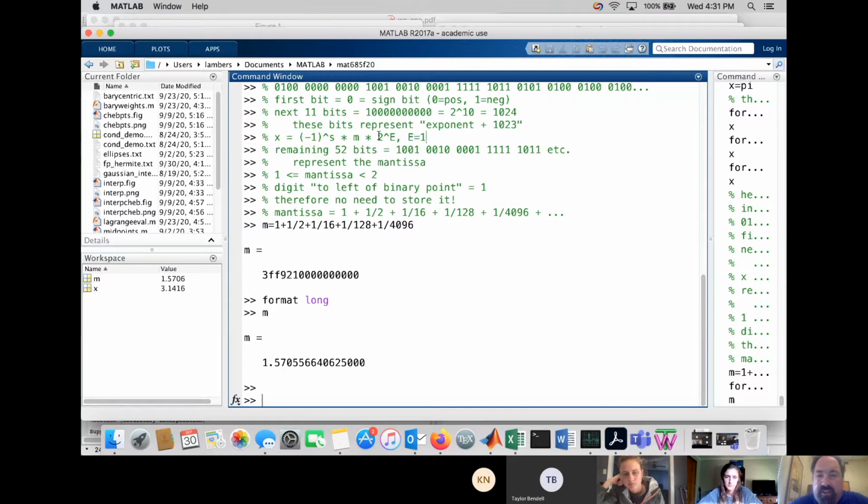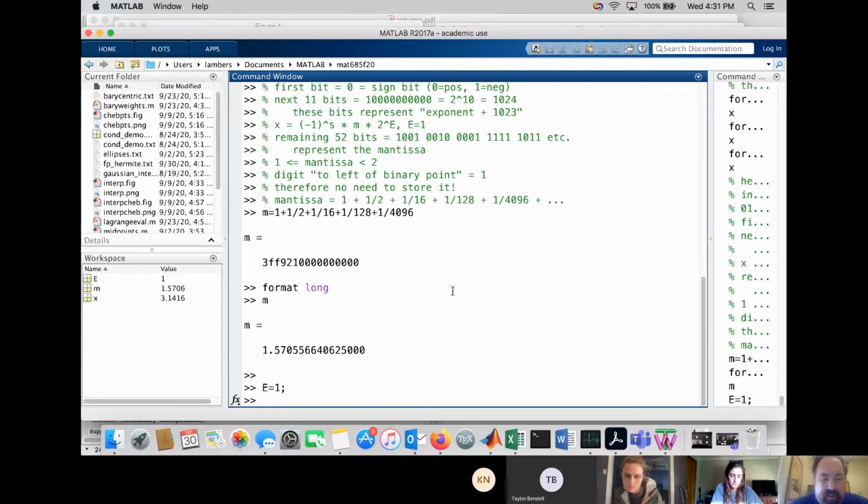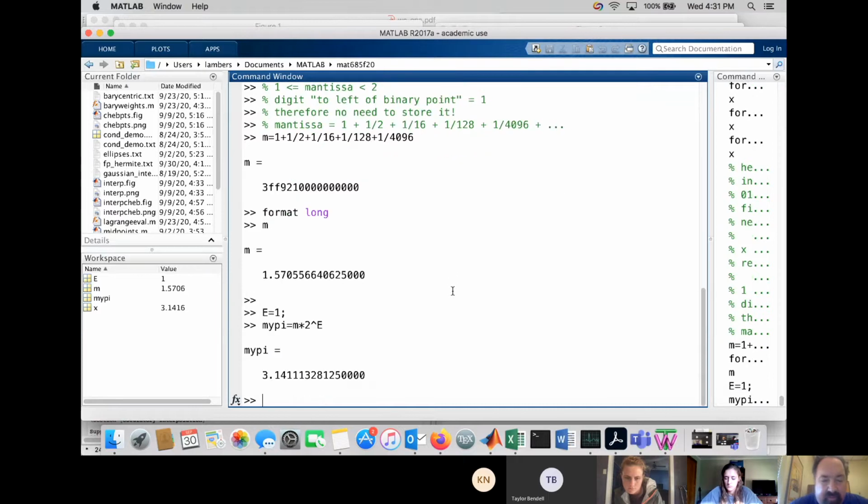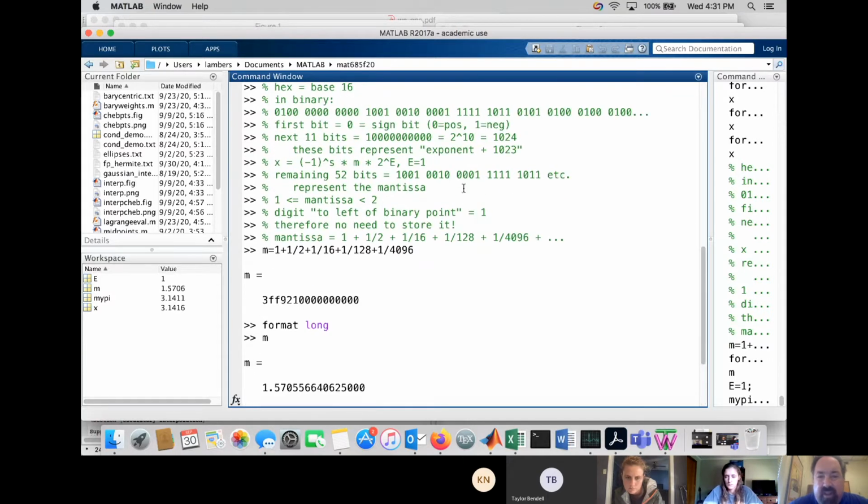We've got to multiply this by 2. So if e is equal to 1, then my pi is equal to the mantissa times 2 to the exponent. All right, I got the first few digits right at least, 3.14. But that's because I left off all these other digits, of which there are 52 in total.